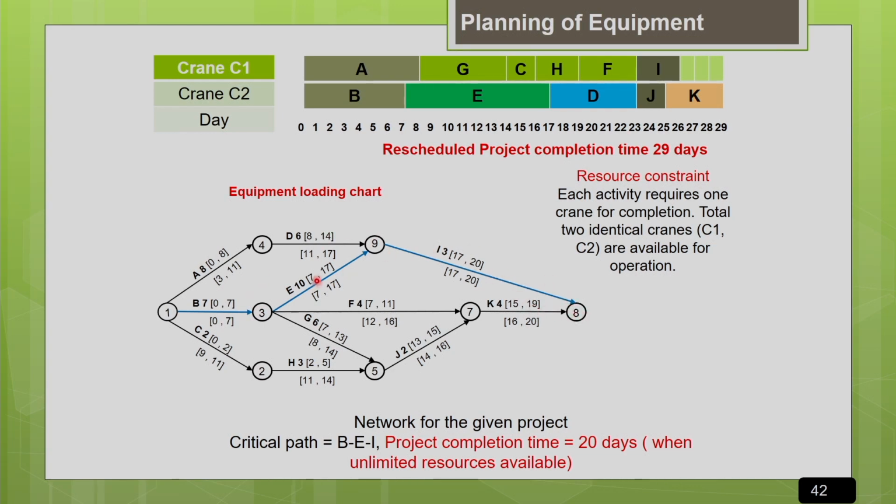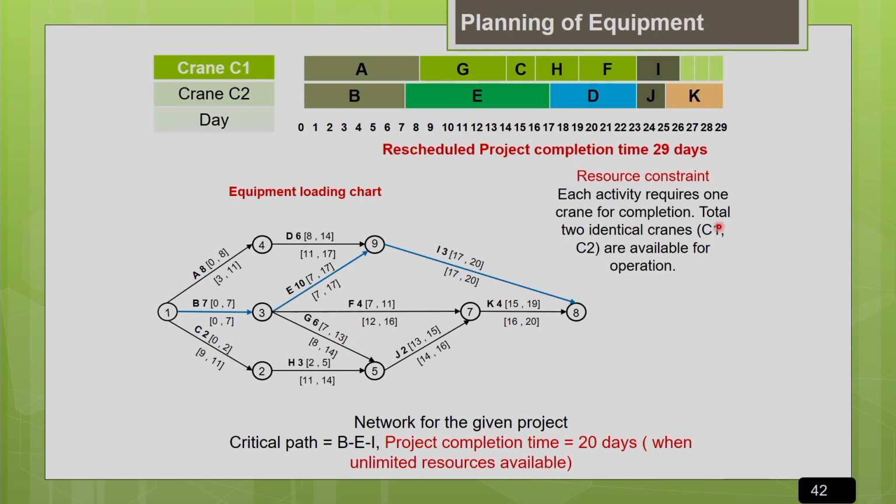Now for this project, apply the resource constraint. What is the resource constraint? For every activity, we need a crane for the completion of the activity. But the actual availability is that there are only 2 cranes available with us. That is the resource constraint. So there are 2 cranes, and each activity requires 1 crane for the completion.